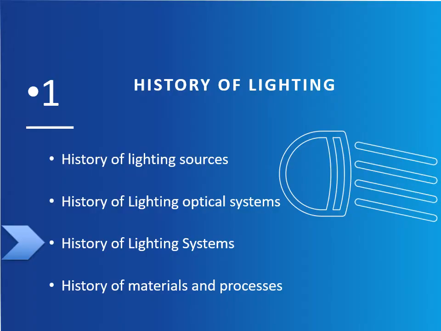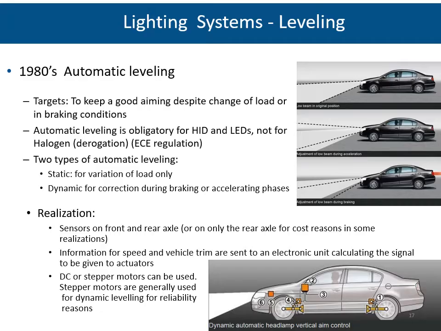Now we shall see the history of lighting system, and when we are speaking about lighting system, that means system not only including sources and optical system, but also including some electronics. First, automatic leveling systems that appeared in the 80s. The targets were to keep good aiming despite the change of a load or change of braking or accelerating conditions.